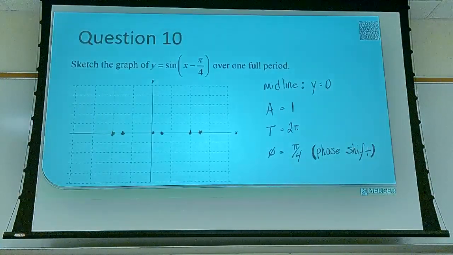That's positive 1, negative pi over 2, which is right here. It goes down to negative 1 there. But we have a phase shift, so it goes to black. Right, so it goes over by pi over 4. And here's pi over 2.